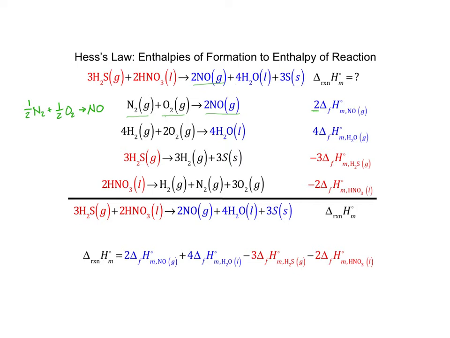And likewise, we can make water liquid from 4H2 and 2O2 to make 4 H2Os. Now, in the table, it's going to be H2 plus 1/2 O2 forms H2O. And since we multiplied this reaction by 4, we also have to multiply the delta H of formation that we find in the table.